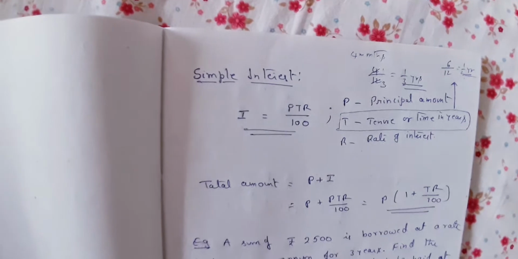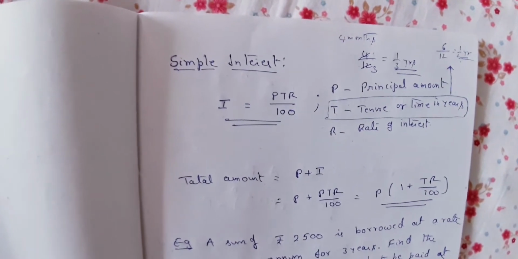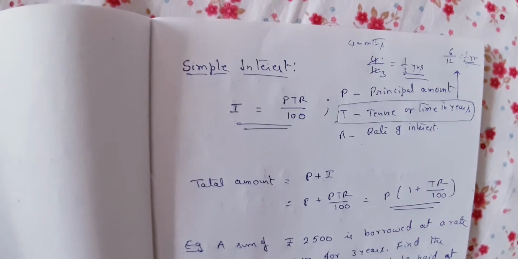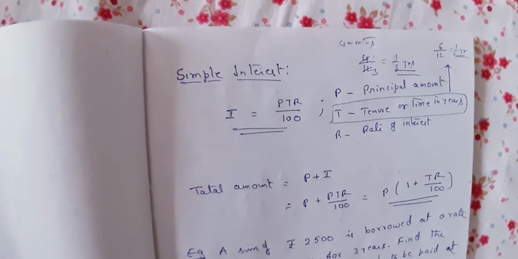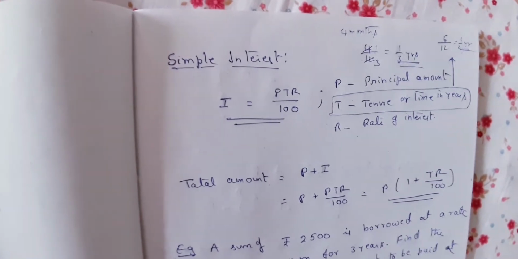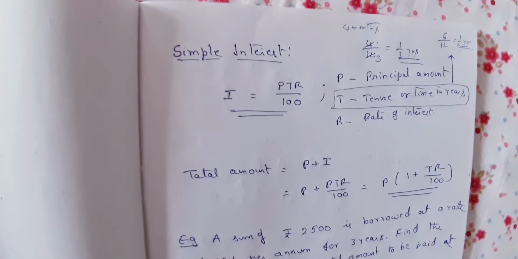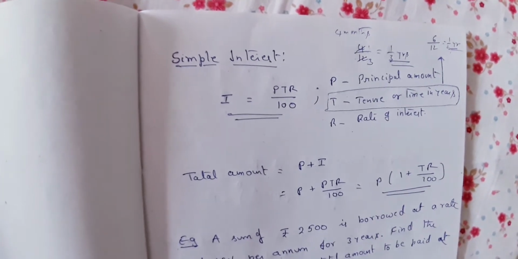So this is how, children, you have to remember that you cannot neglect the months. Whatever months are given to you, you have to convert that into years and then write. Okay, so like 6 months is half year, 4 months is 1/3 year. So like that you have to convert and substitute in the formula.